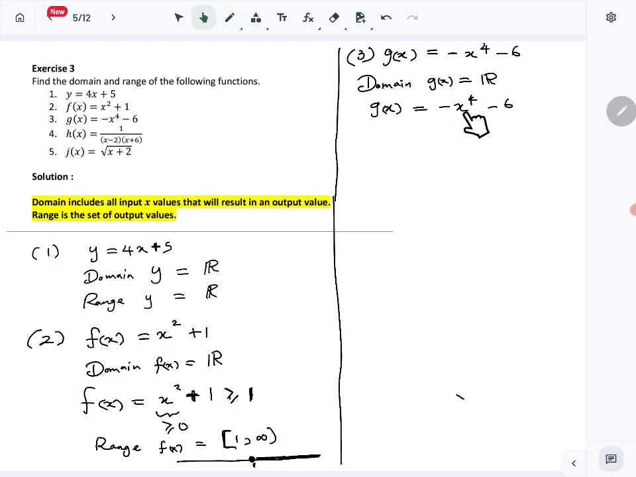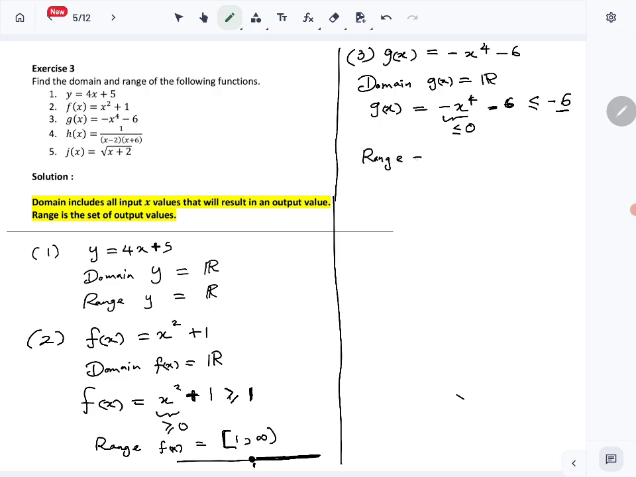What do we know about x to the 4? x to the 4 is positive, right? Positive or 0. Then because of this minus sign, minus x to the 4 is always going to be what? Less than or equal to 0 because of the minus sign, right? Then you are subtracting 6 from that. So then this is always going to be what? Less than or equal to minus 6. This g of x, or the outputs, are always going to be less than or equal to minus 6. So this is the largest possible output. So everything else is going to be less than that. Any output is less than that.